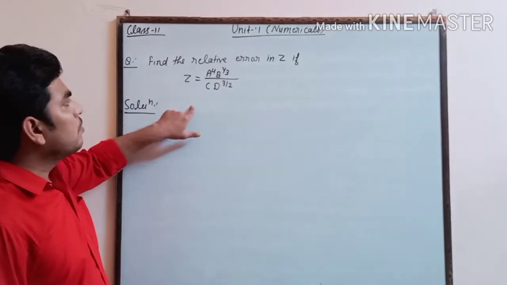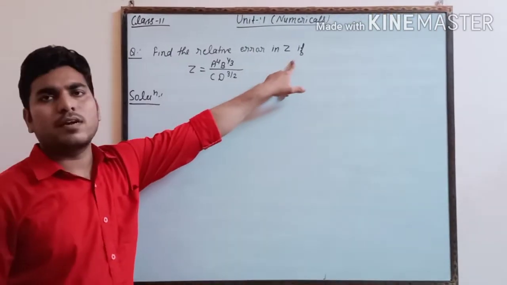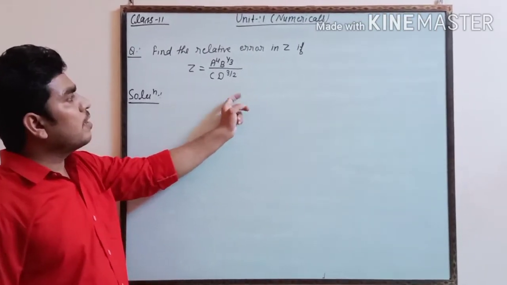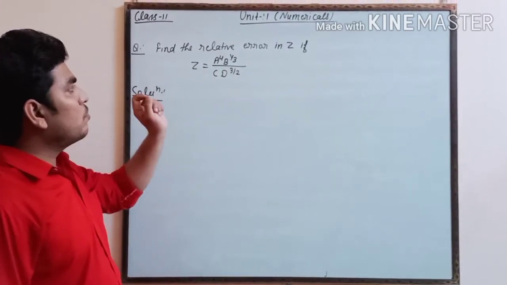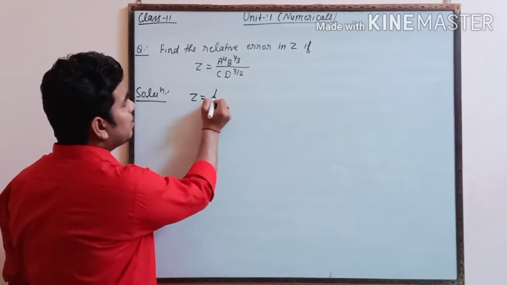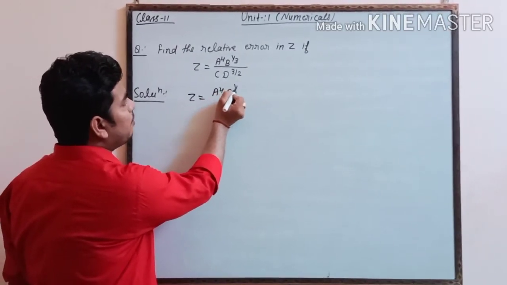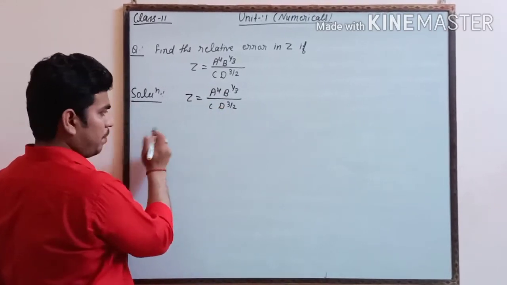This is the question. Find the relative error in Z. Z में हमें relative error find out करनी है और Z की value ये given है. There is a minor difference between relative error and percentage error. So first let's calculate the relative error. Z is given a की power 4, b की power 1/3, c and d की power 3/2.